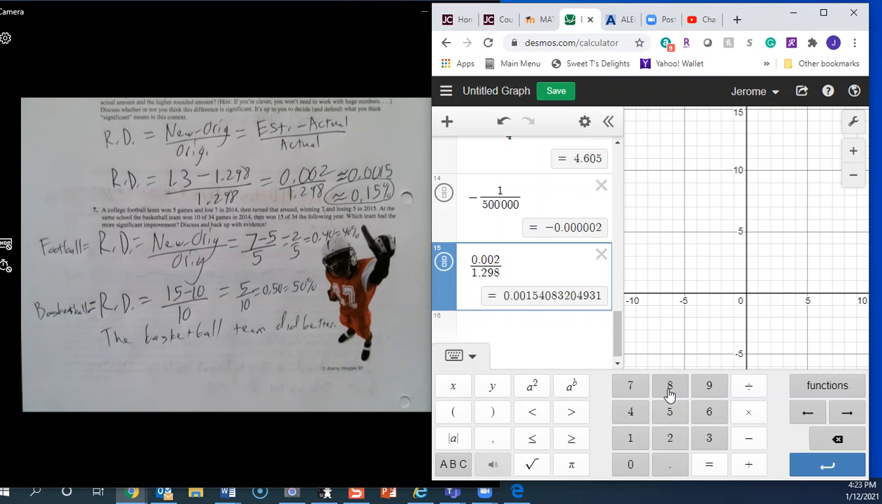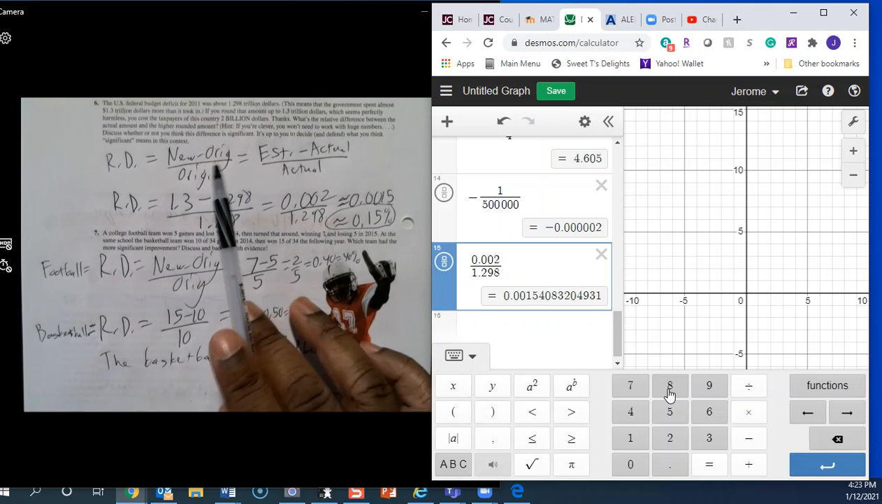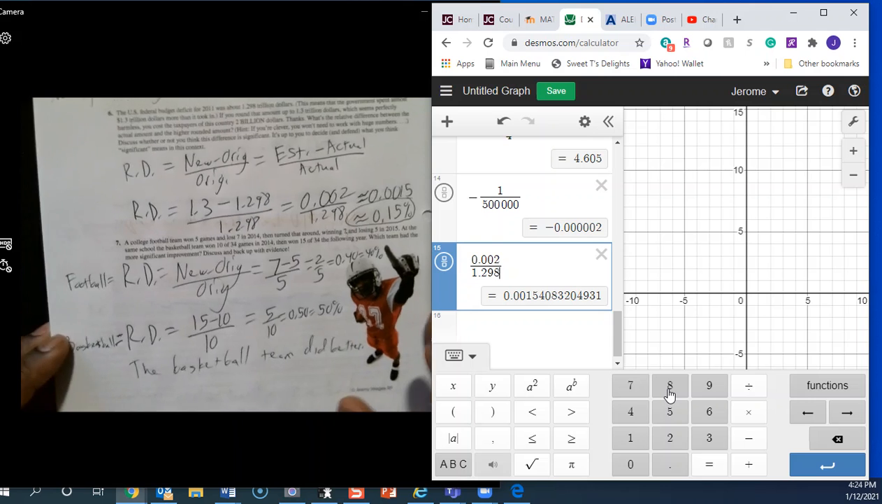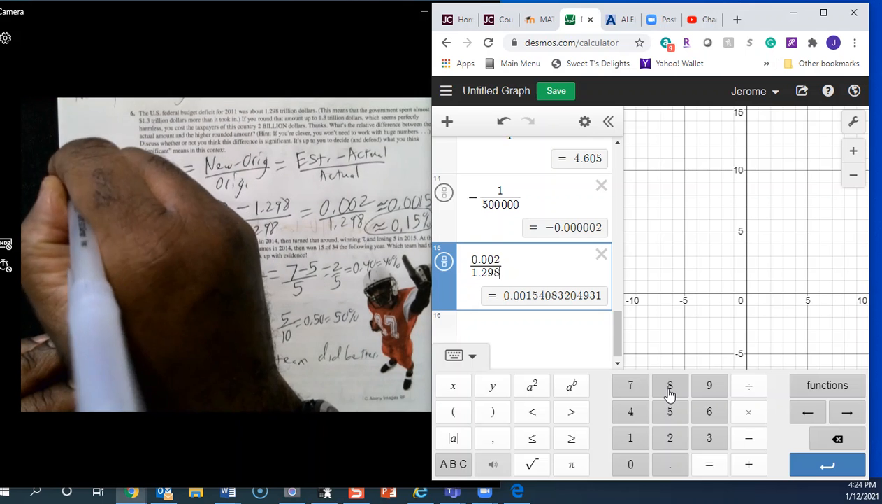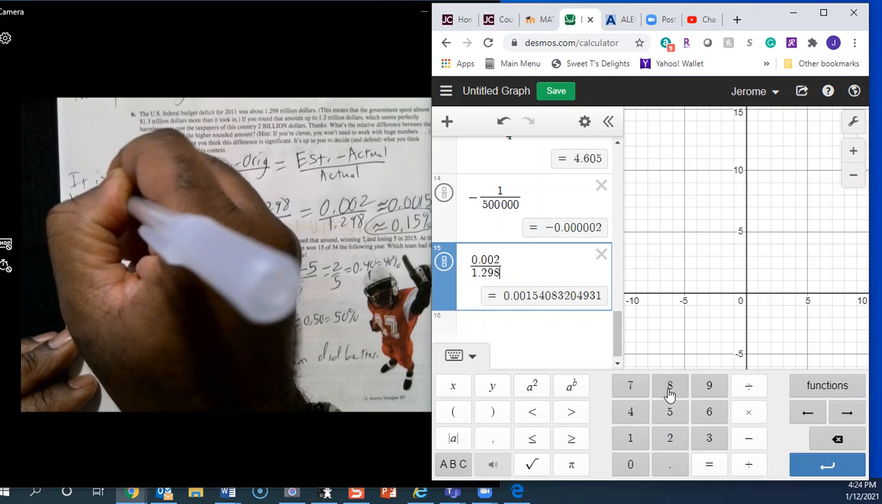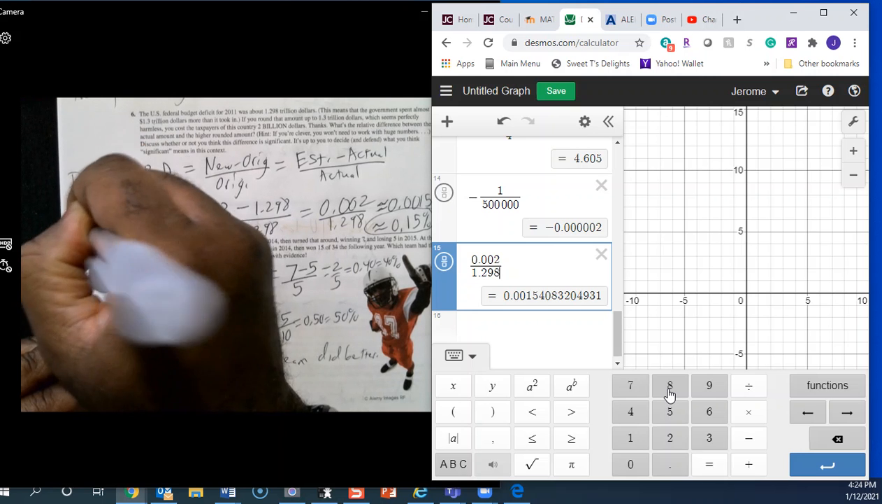Okay, now, one thing I didn't do back up in problem number 6. We were supposed to tell if this is significant. Now, this is less than 1%. So I would say that this isn't significant. So I would say it is less than 1%. So not significant.